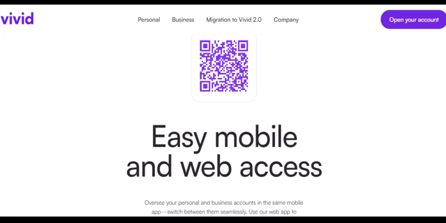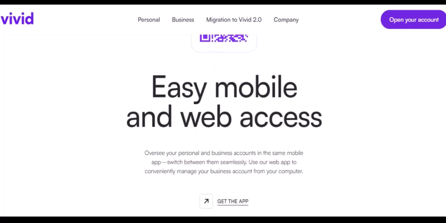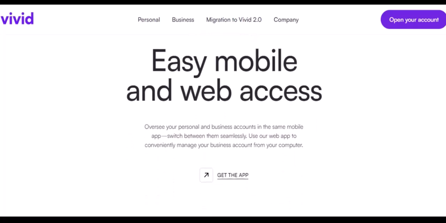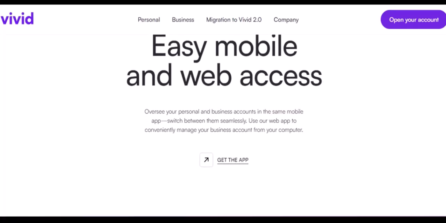So, can you transfer money from Vivid to your bank account? Yes, you can. Vivid offers a convenient and secure way to move funds between your digital and traditional bank accounts. Whether you need to access funds for large purchases, pay bills, or save for specific goals, Vivid provides the flexibility you need.